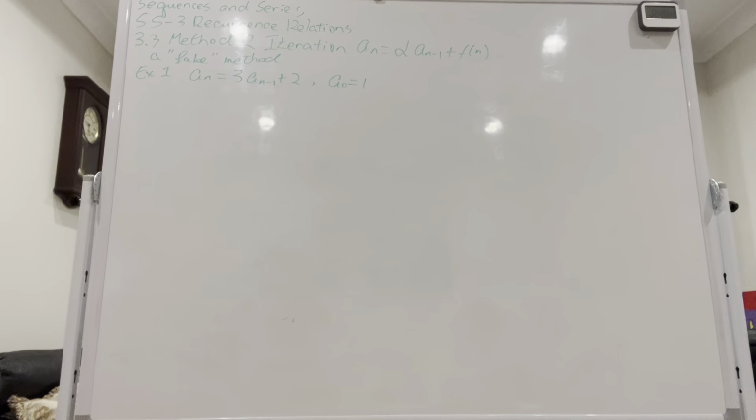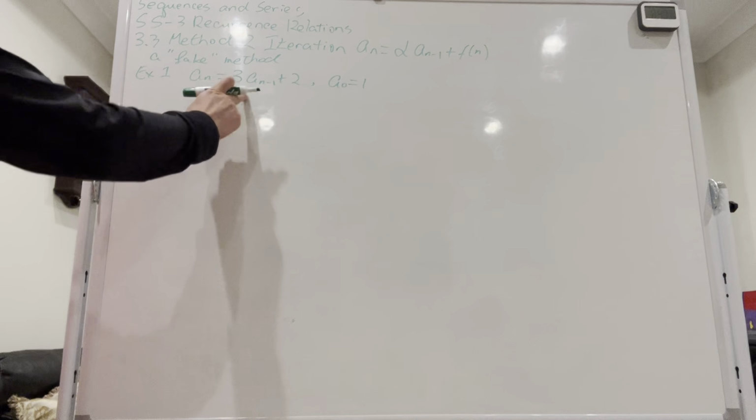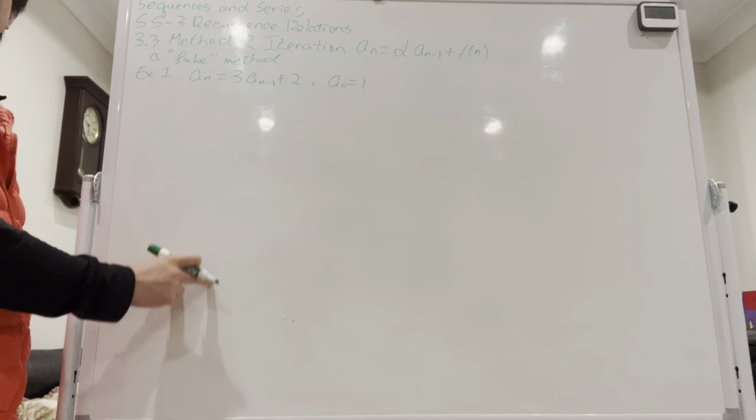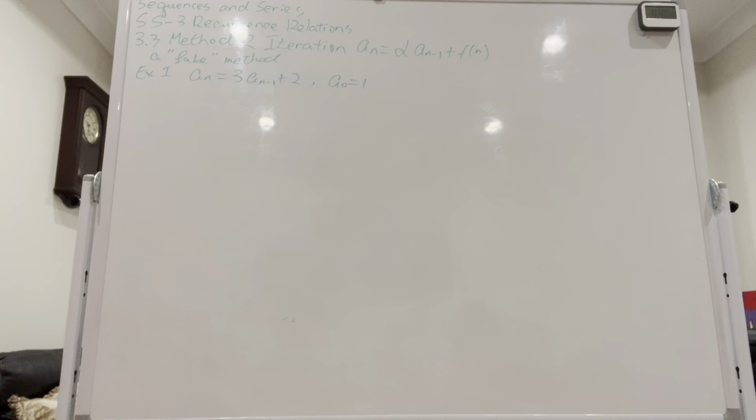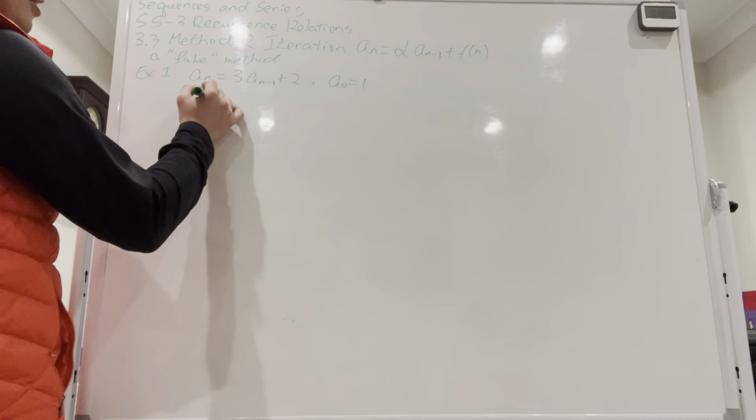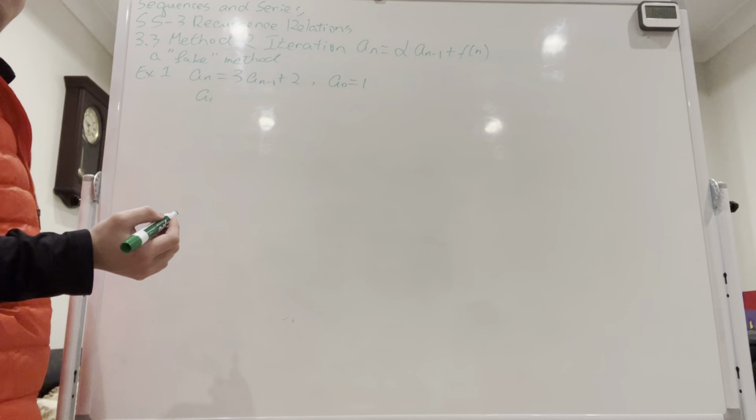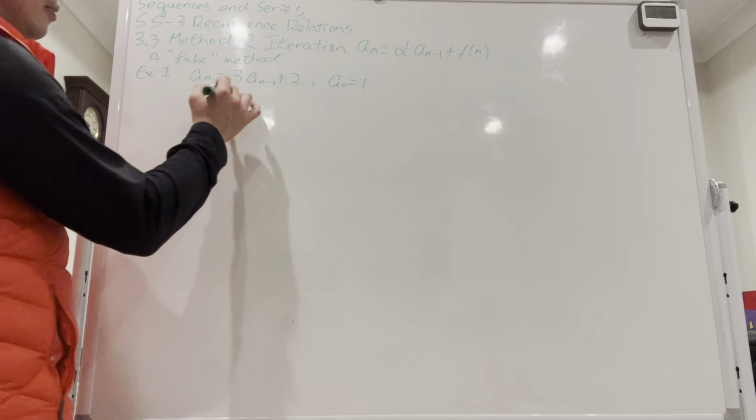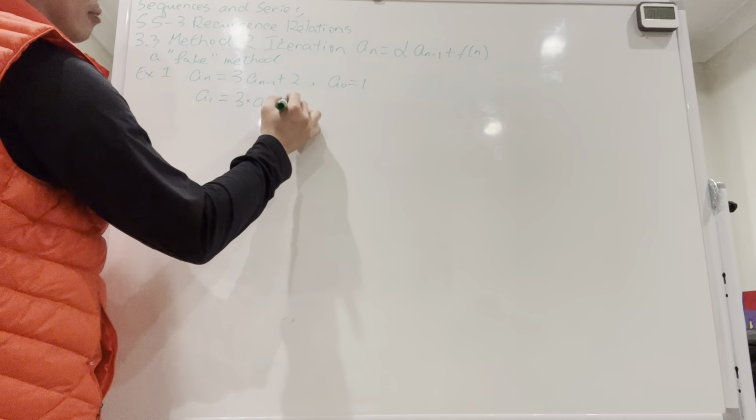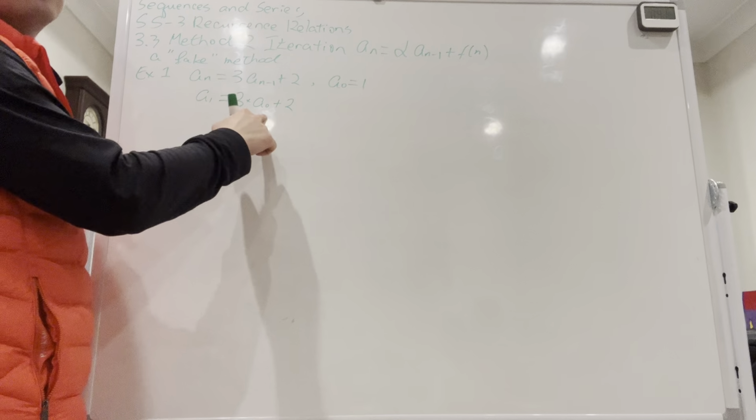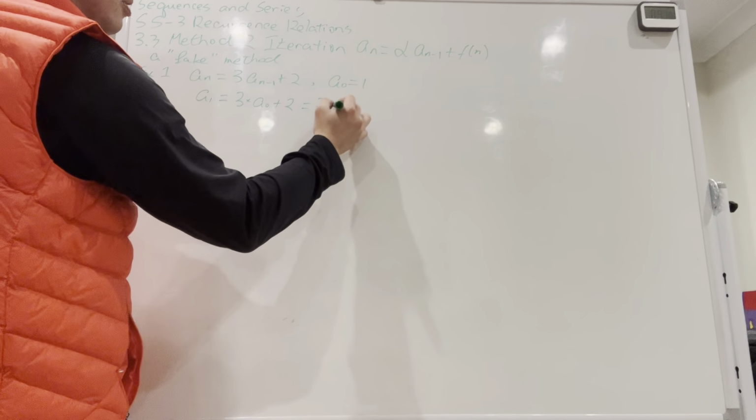Okay? So first of all, the telescope method doesn't work, because you no longer have that nice canceling. If you move the 3 a_(n-1) over here, you no longer cancel everything. So then let's just do the iteration method, which goes something like this. a1 is equal to 3 times a0 plus 2. a0 is 1, so that's easy. So that's 3 plus 2.